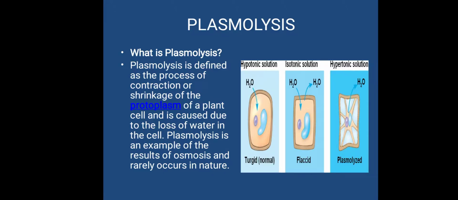Plasmolysis is defined as the process of contraction or shrinkage of the protoplasm of a plant cell and is caused due to loss of water in the plant cell. Plasmolysis is an example of the results of osmosis that rarely occurs in nature.